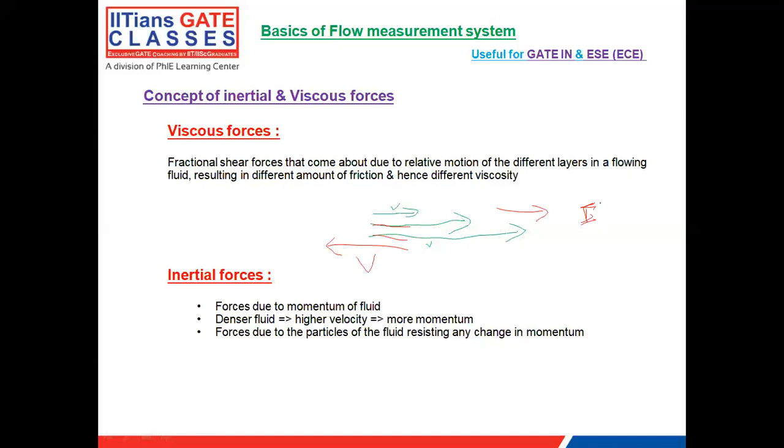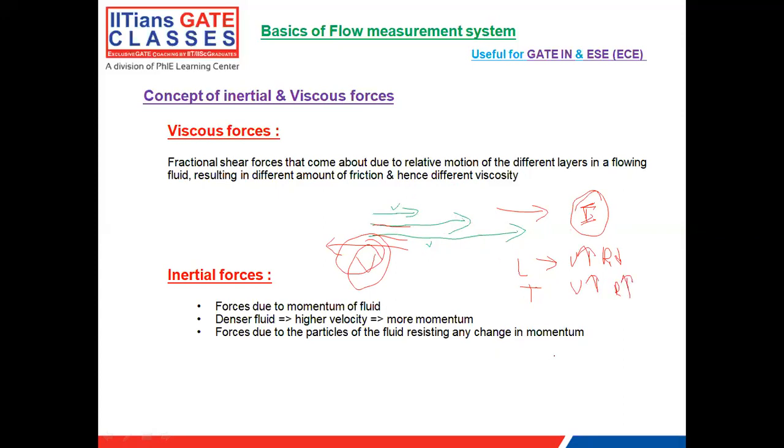Now which one is more dominant? Either this is more dominant or this is more dominant. This defines your Reynolds number. In laminar flow, what will happen? One layer is going and another layer is moving, both with constant velocity, and one layer is not much interacting with the other layer. So here you will see that viscous forces are more, and hence the Reynolds number will be less. In turbulent flow, the Reynolds number is high.